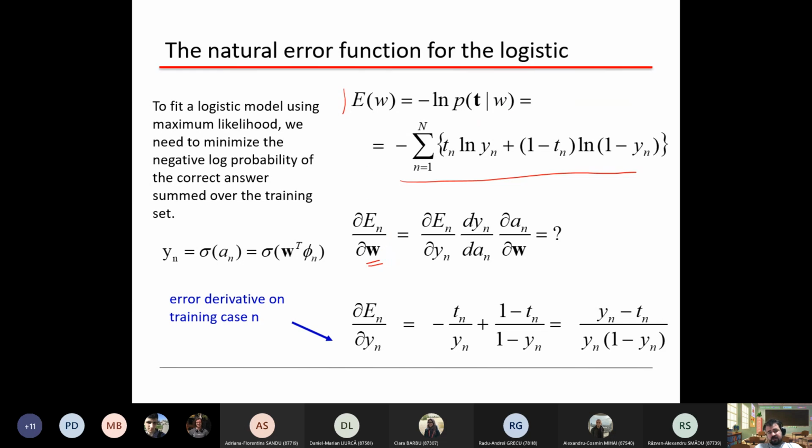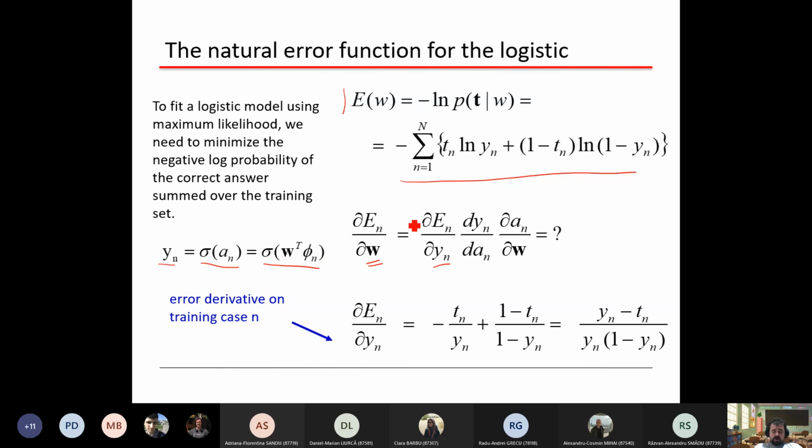So we need to differentiate the error with respect to w and set this derivative to 0. However, the problem is that E doesn't depend directly on w. E depends on y, which depends on a. You know, yn equals the sigmoid of an, which is the sigmoid of w transposed multiplied by phi n.